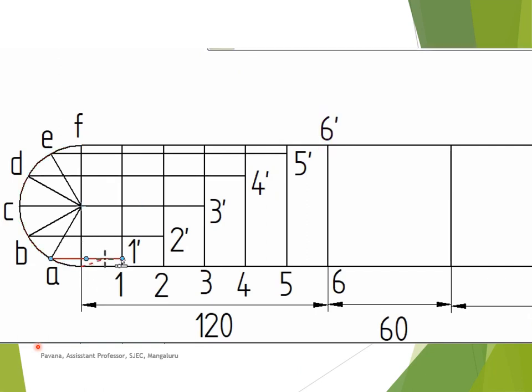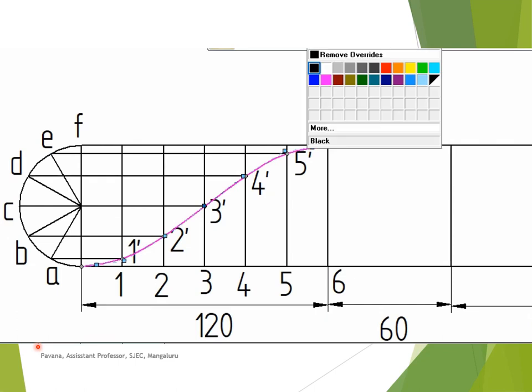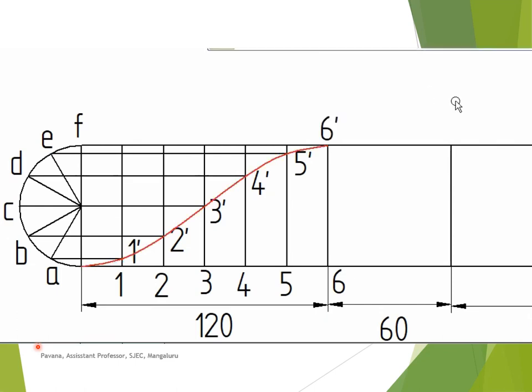Now starting from 0, join all these intersection points, not with a scale, just freehand. Join all these points. This is the displacement curve for the first movement, that is the upward movement of the follower. So we have completed that 120 degree. Second is dwell for the next 60 degree, so it is just constant. The curve has reached point 6 dash, so there you just draw a straight line for that duration, for the 60 degree.